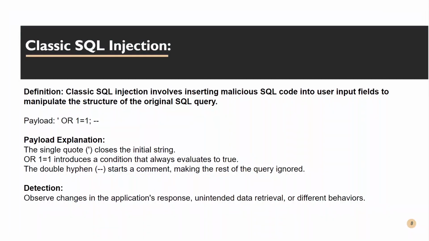Now let's take a look at the different types of SQL injection, their payload, and their detection mechanism. First of all, we have the classic SQL injection, and this involves inserting malicious SQL code into a user input field to manipulate the structure of the original SQL query. Now let's take a look at this payload here.